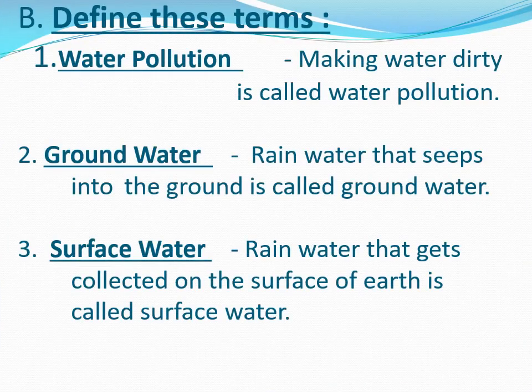Part B. Define these terms. Number 1. Water pollution. Making water dirty is called water pollution. Number 2. Groundwater. The rainwater that seeps into the ground is called groundwater. Third, surface water. The rainwater that is collected on the surface of earth is called surface water.